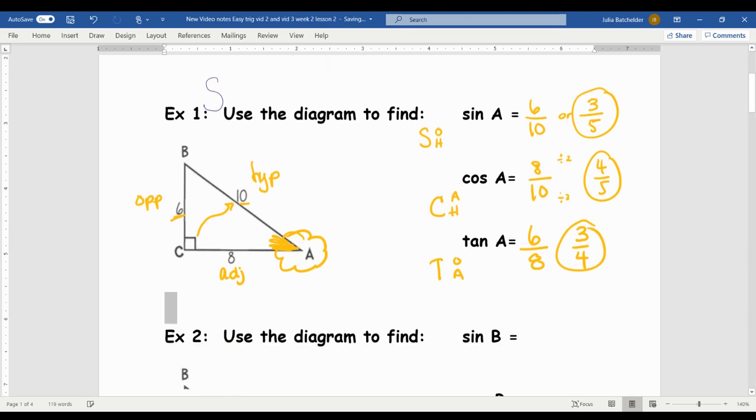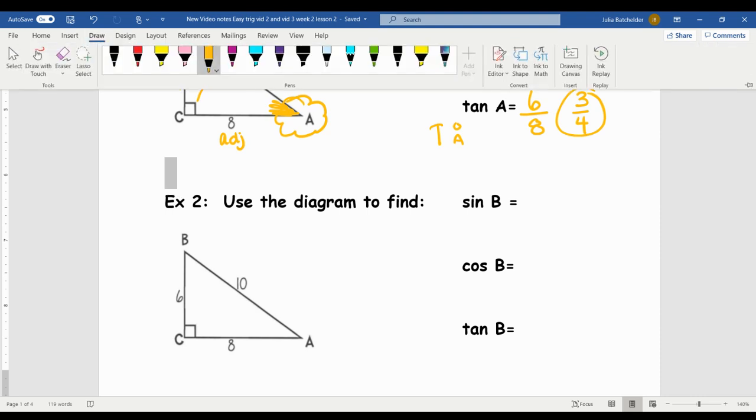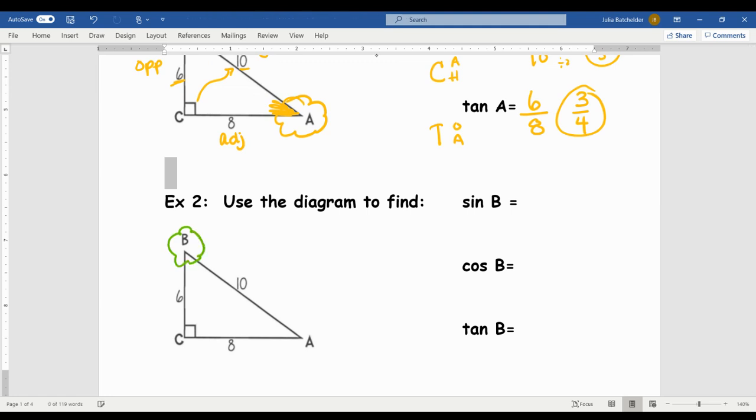For our second example, this time we're going to use the diagram and we're going to find sine of B, cosine of B, and tangent of B. Now you have to be super careful because now we're talking about angle B. If this is our angle, think of sticking your finger right on there. Let's put the hypotenuse always across from 90. So the hypotenuse is here. Now, if you stick your finger on B, the one you're touching that's not the hypotenuse is now your adjacent side. And then your opposite is the one that you don't touch. So label them first. It really makes a difference.